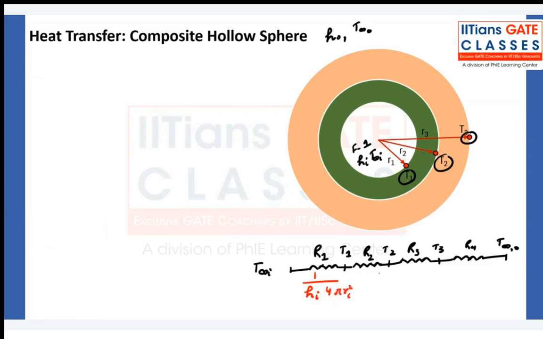Now R2 is the conduction resistance inside the first sphere, and R3 is for the second sphere. They have K1 and K2. So R2 is (R2 minus R1) over (4 pi K1 R1 R2). What is R3? (R3 minus R2) over (4 pi K2 R3 R2). And the final one is 1 upon h outside times 4 pi R outside square, which is R3 square. Is it clear?